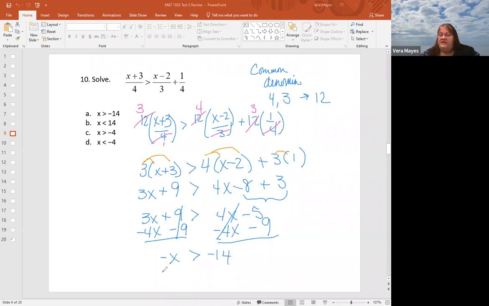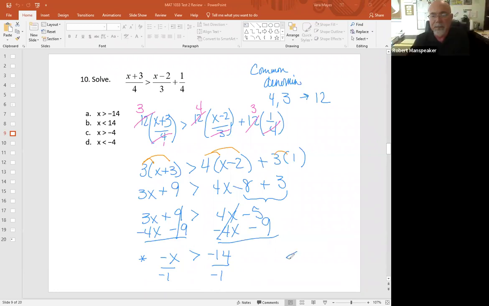And now I'm still trying to get the x by itself. So I have to divide by a negative 1. And at this point, a little bell should have gone off in your head, right? We divided by a negative number. What does that do to our inequality?